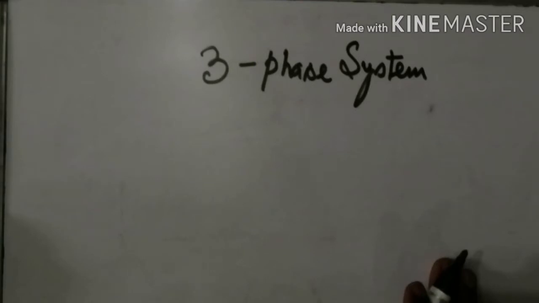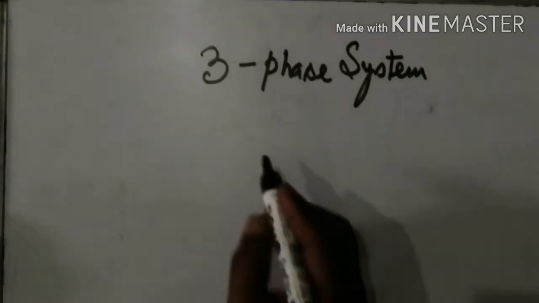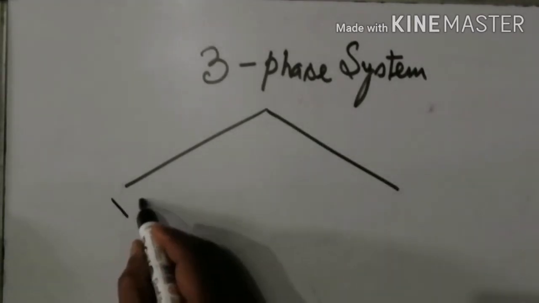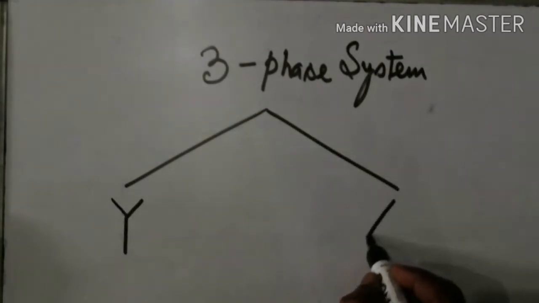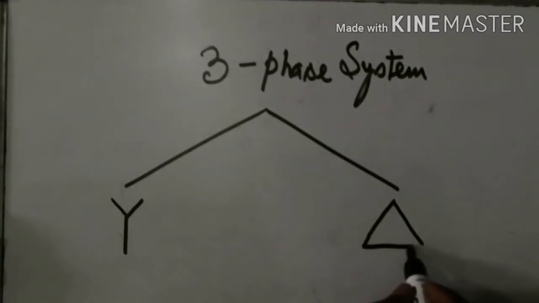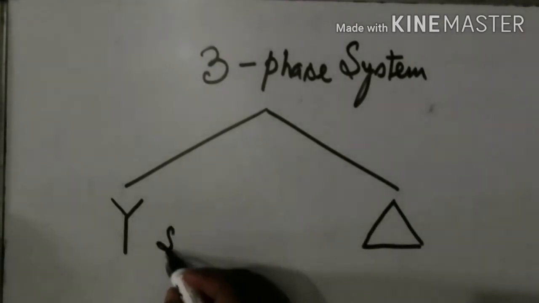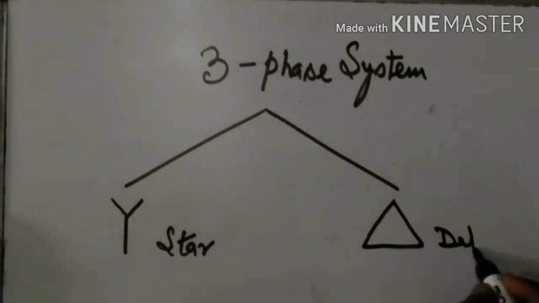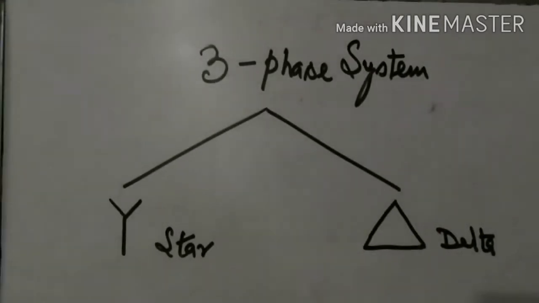Today I am going to discuss the three-phase system. We can represent our three-phase system in two ways. One is known as a star connection and the second one is known as a delta connection. This one is known as a star and this one is known as a delta. Now first of all, I am going to discuss the first one, that is the star connection.